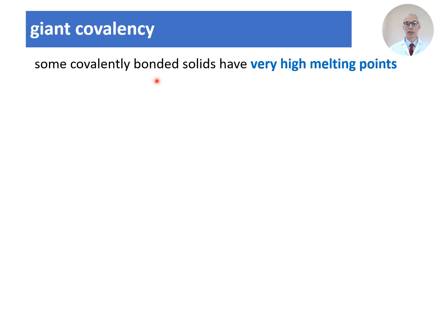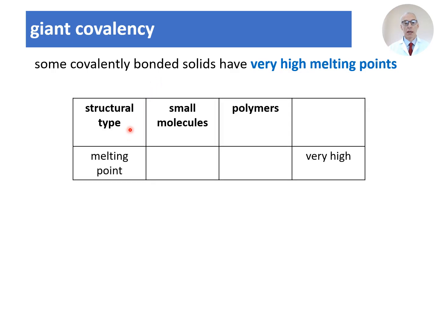Some covalently bonded solids have very high melting points. So if we look at the three structural types that are associated with covalent bonding, we've got small, simple covalent molecules, polymers, and of course, giant covalent. How would you describe the melting points for small molecules and polymers, and what is the missing structural descriptor here? Pause, write down your ideas, come back when you are ready.